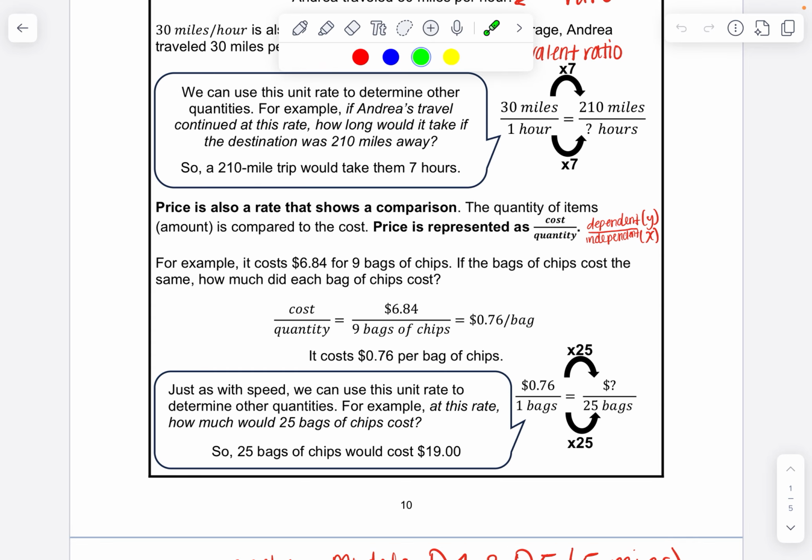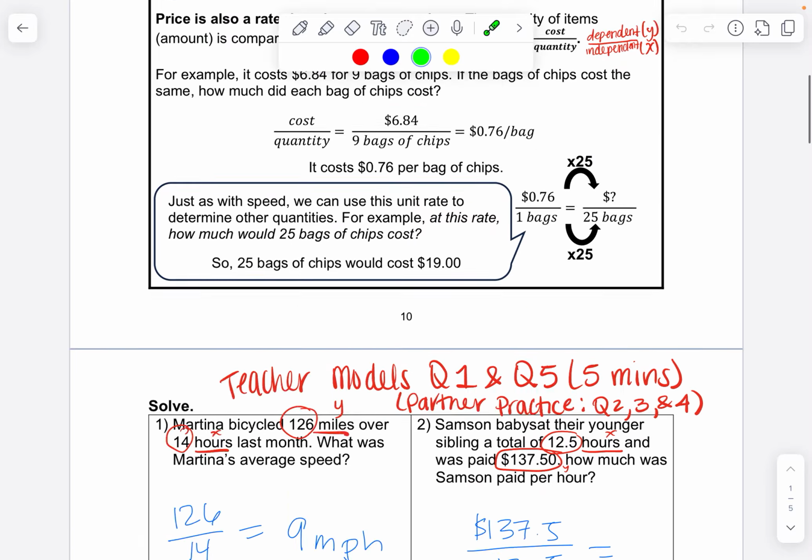And the good thing is that once we find that unit rate, which is 76 cents per bag, I can figure out how much it's going to cost if I wanted to buy 25 bags of chips for my entire class, if I wanted to buy 10,000 bags of chips for all the KIPP kids across DC.